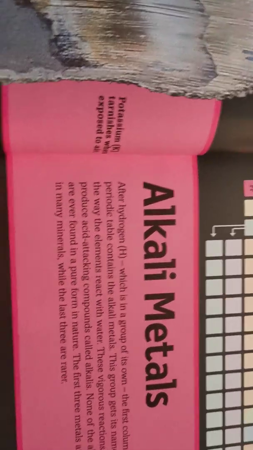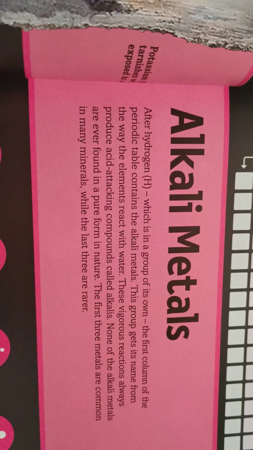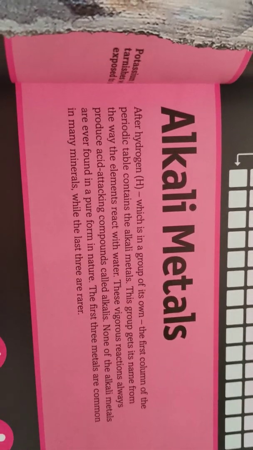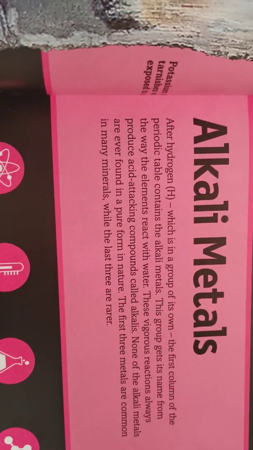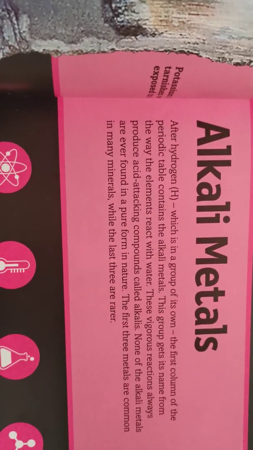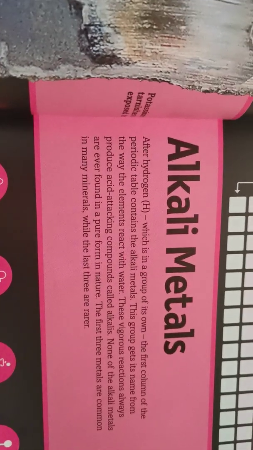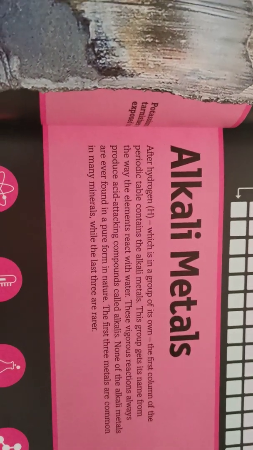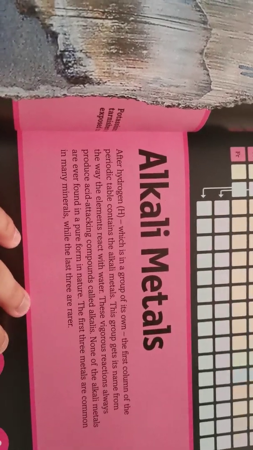That's alkali metals. After hydrogen, H, which is in a group of its own, the first column of the periodic table contains the alkali metals. This group gets its name from the way the elements react with water. These vigorous reactions always produce acid-attacking compounds called alkalis. None of the alkali metals are ever found in a pure form in nature. The first 3 metals are common in many minerals, while the last 3 are rarer.